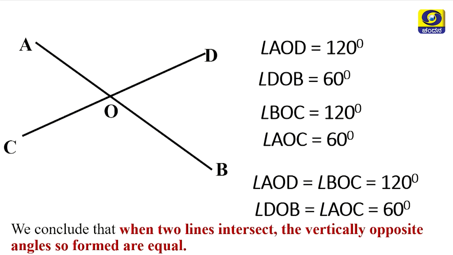What is the conclusion we can draw? Yes, we can come to know that when two lines intersect, the vertically opposite angles formed are equal. That means, in this case, vertically opposite angles formed are always equal to one another, irrespective of the measurement of the angle. Here in this case, the angle measurements are 120 and 60 degree. So, if it is a different measurement also, they are going to be equal.